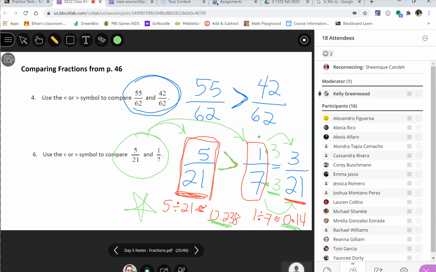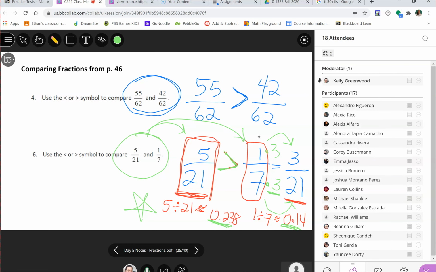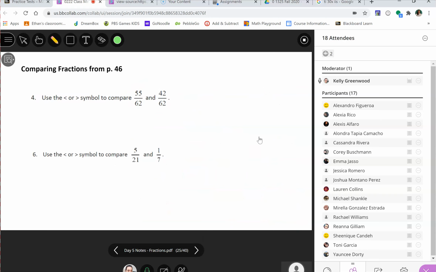Okay, so I'm kind of skipping around there. That's what you're going to do to compare. You have a choice, common denominators or decimals. I don't care which one.